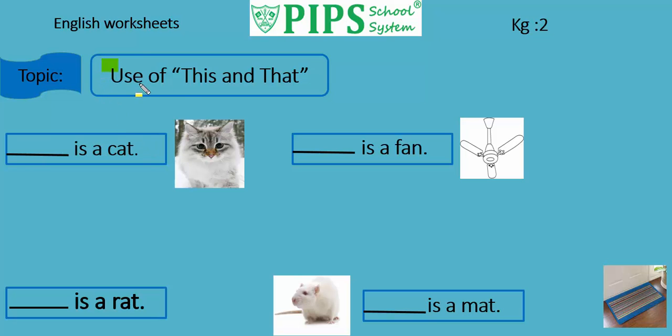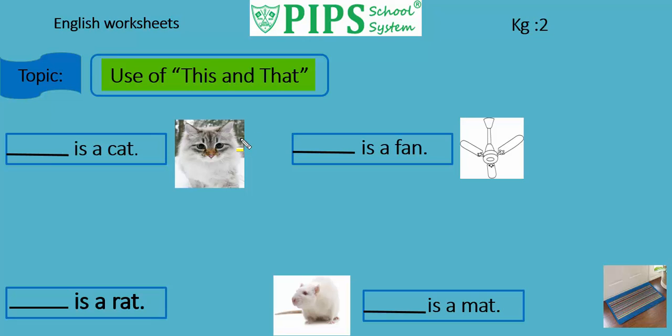Today our topic is the use of this and that. KG2 class, today we will learn the concept of this and that. We use this to show a single person, place and animal which is near to us, and that is used to show a single person, place and animal which is far away from us.